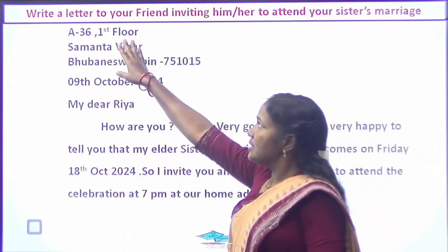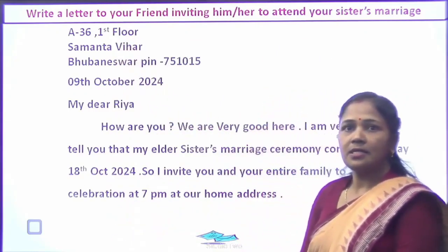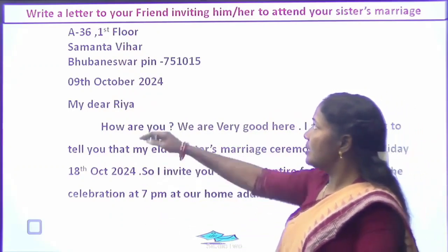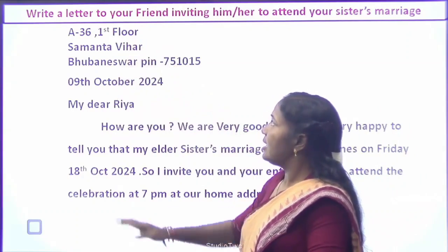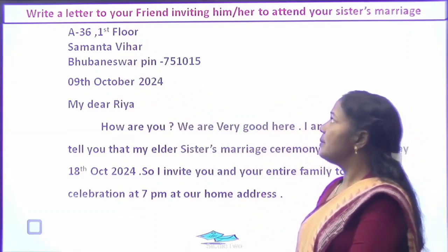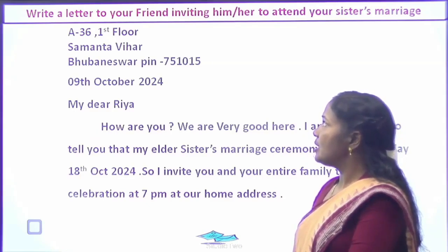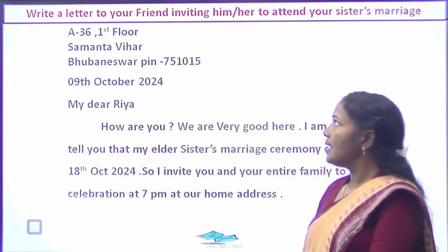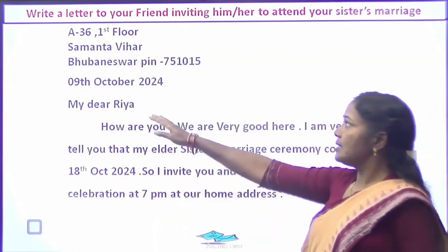These first three lines are meant for the sender's address. I have written 1, 2, 3: A36 house number, first floor, Samanta Bihar, Bhubaneswar and pin number. I have given the proper address. Okay. Then I have written the date.